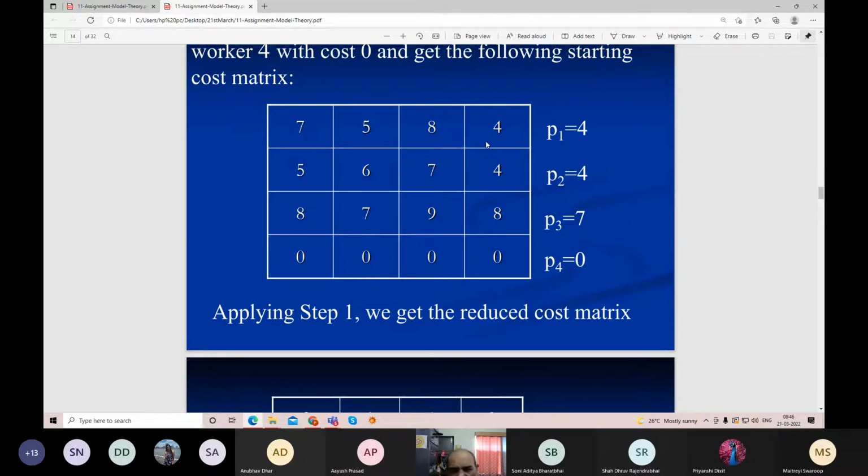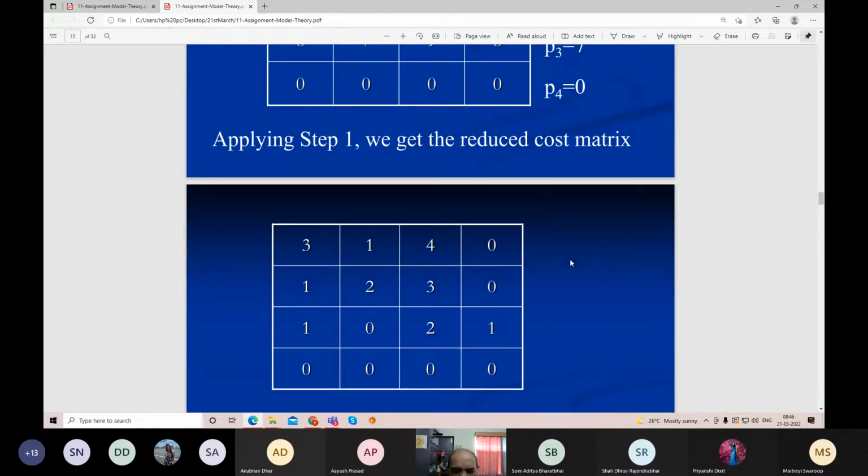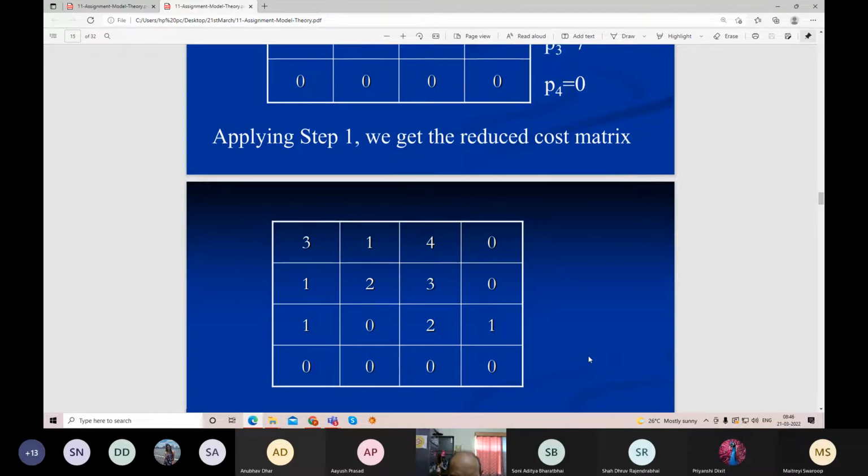Okay. So with respect to this, we have to find the minimum in every row. In the first row, the minimum value is 4. Second row, minimum value is 4. Third row, minimum value is 7. And fourth row, minimum value is 0. Already all are 0. So we subtract. So after subtracting, we find 3, 1, 4, 0, 1, 2, 3, 0, 1, 0, 2, 1, and the fourth row, all are 0.